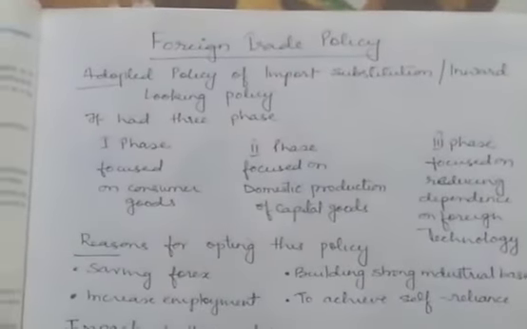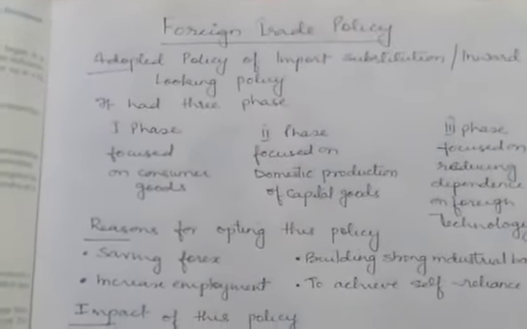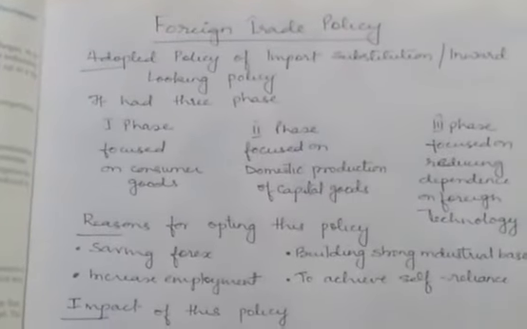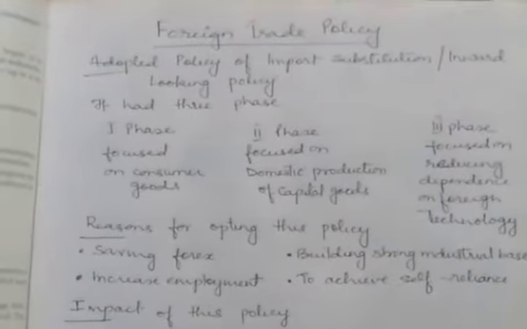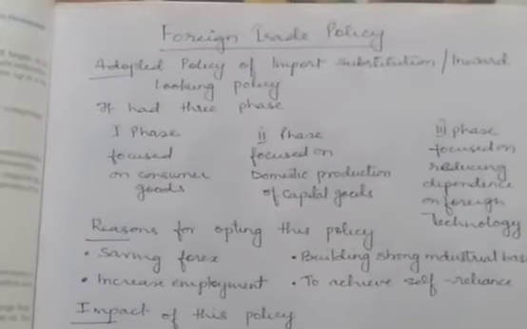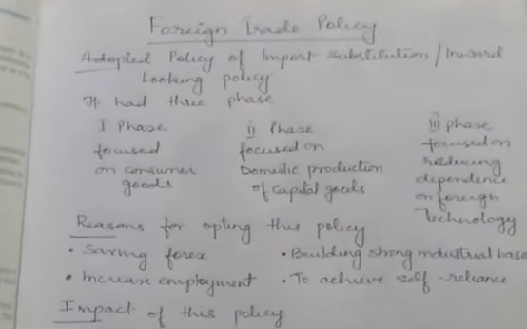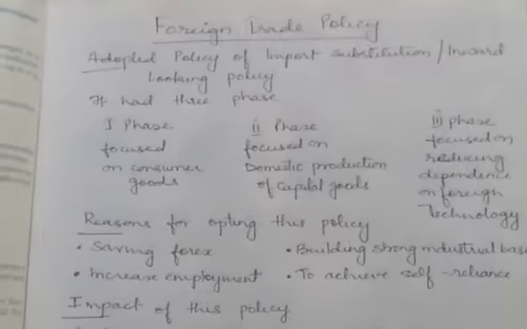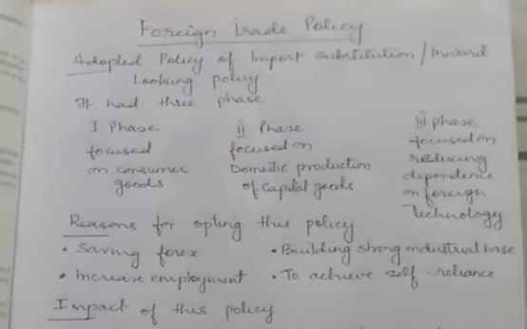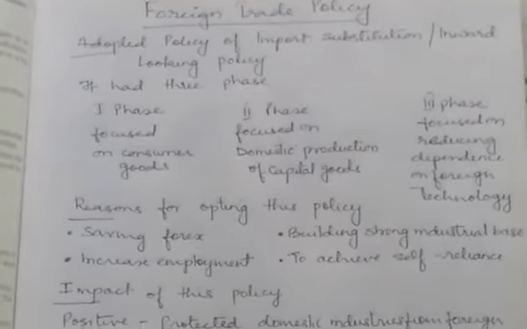Hello students. Now we will start up with the foreign trade policy. That is a very important policy introduced during the period of 1950 to 1990, and that was an inward looking policy. The focus was adopting import substitution. That means more and more production of domestic goods in replacing the import of goods.